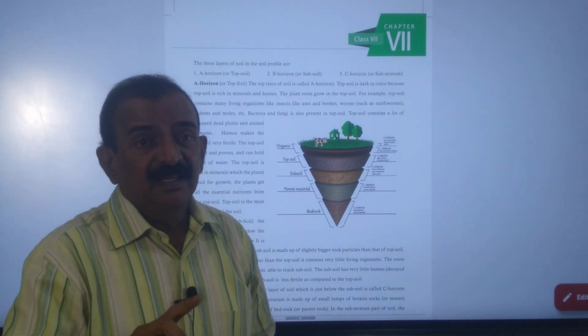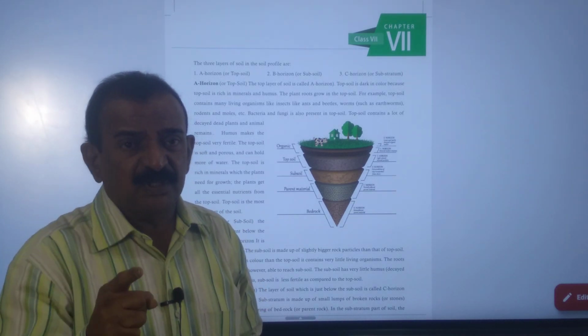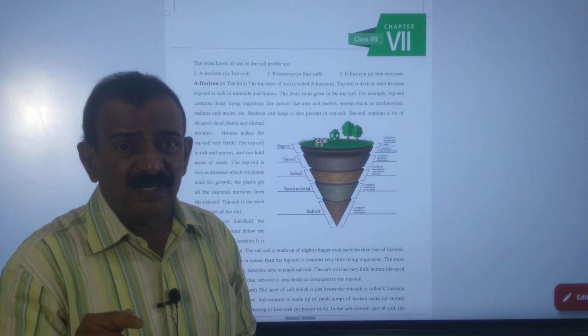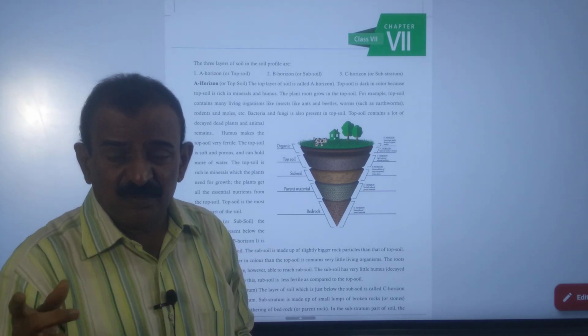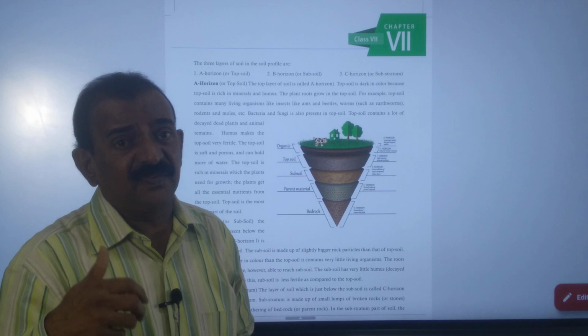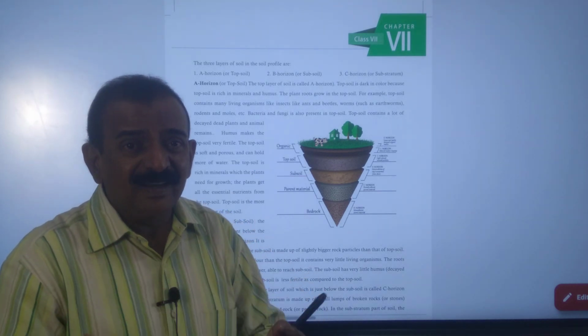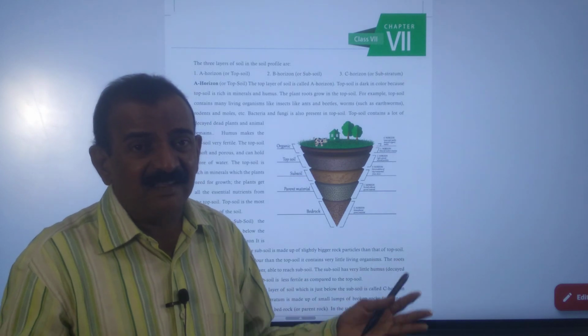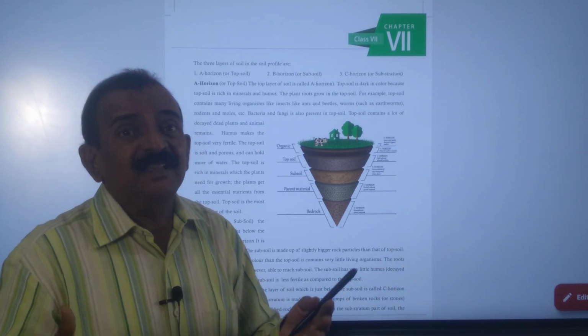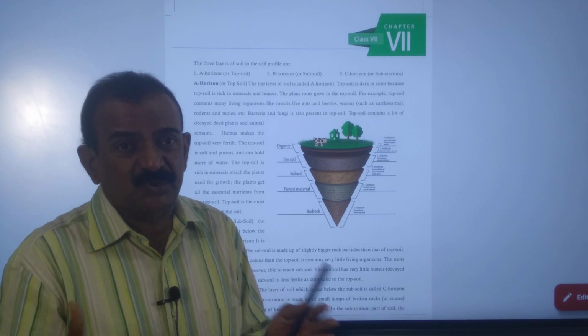That is the A horizon, the topsoil, and it is rich with nutrients and rich with humus. It is providing shelter for many living organisms, and it also has nutrient-rich organic matter, and thereby many plants grow on the topsoil.